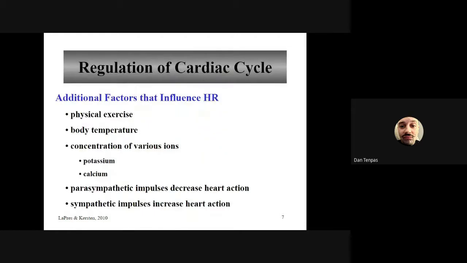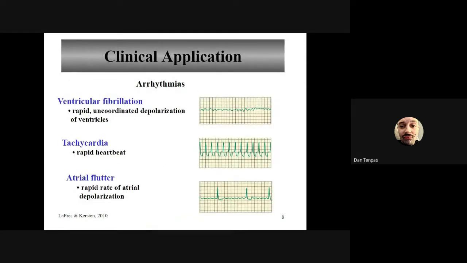All right, so there are other things that do impact heart rate. One would be exercise, body temperature, and certain ions like potassium and calcium. Also our nervous system, particularly the parasympathetic and sympathetic divisions, can increase or decrease heart action. So there are other things that do impact the cardiac cycle.